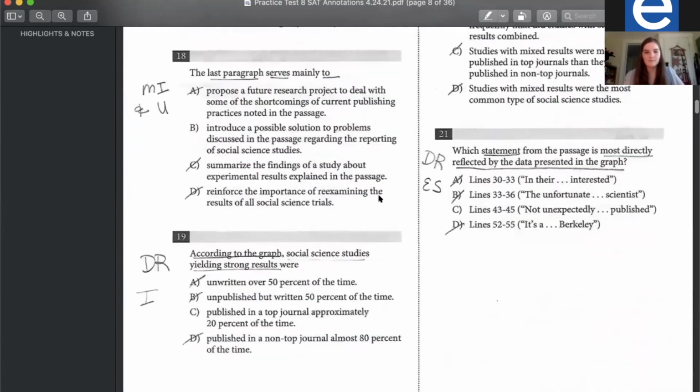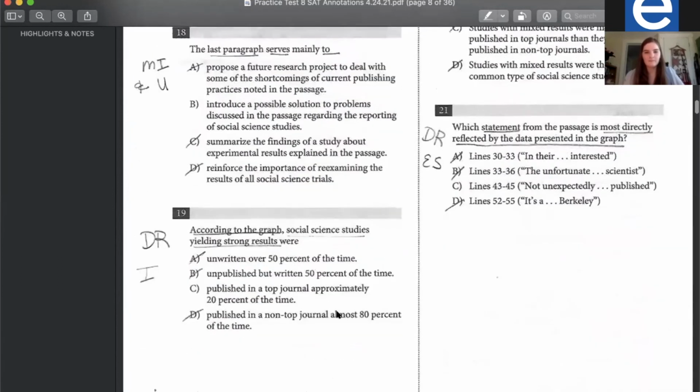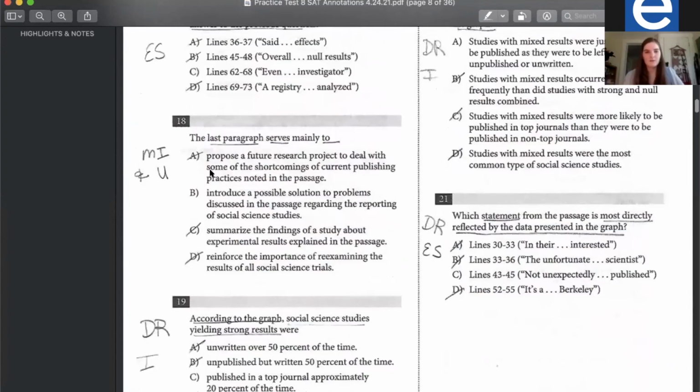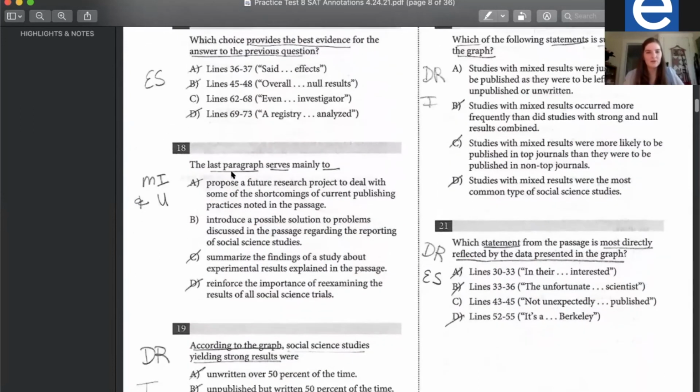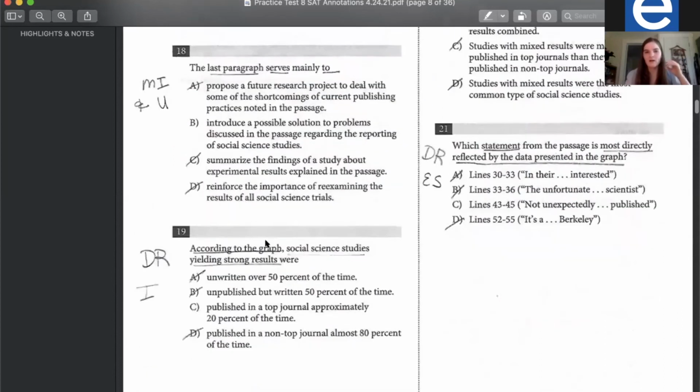Let's see. So this one, question 18, for the second, I believe it's the second passage. The last paragraph serves mainly to, you have main idea, and it's also using a usage question. So what is the use, the function of the last paragraph is what you're looking at, and it's dealing with the main idea that it's trying to convey. Okay.